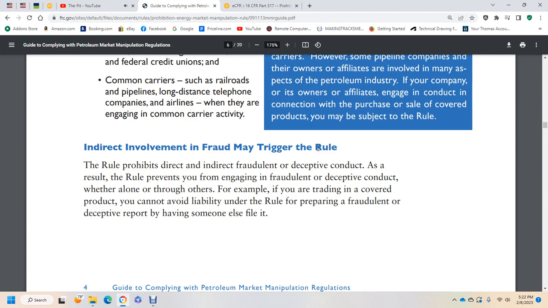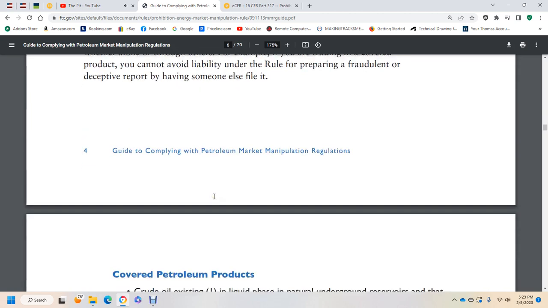Indirect involvement in fraud is within the scope of the rule. The rule prohibits direct and indirect fraudulent or deceptive conduct. It prevents you from engaging in fraudulent or deceptive conduct alone or through others. For example, if you're trading a covered product, you cannot avoid liability under the rule by preparing a fraudulent or deceptive report and having someone else file it.